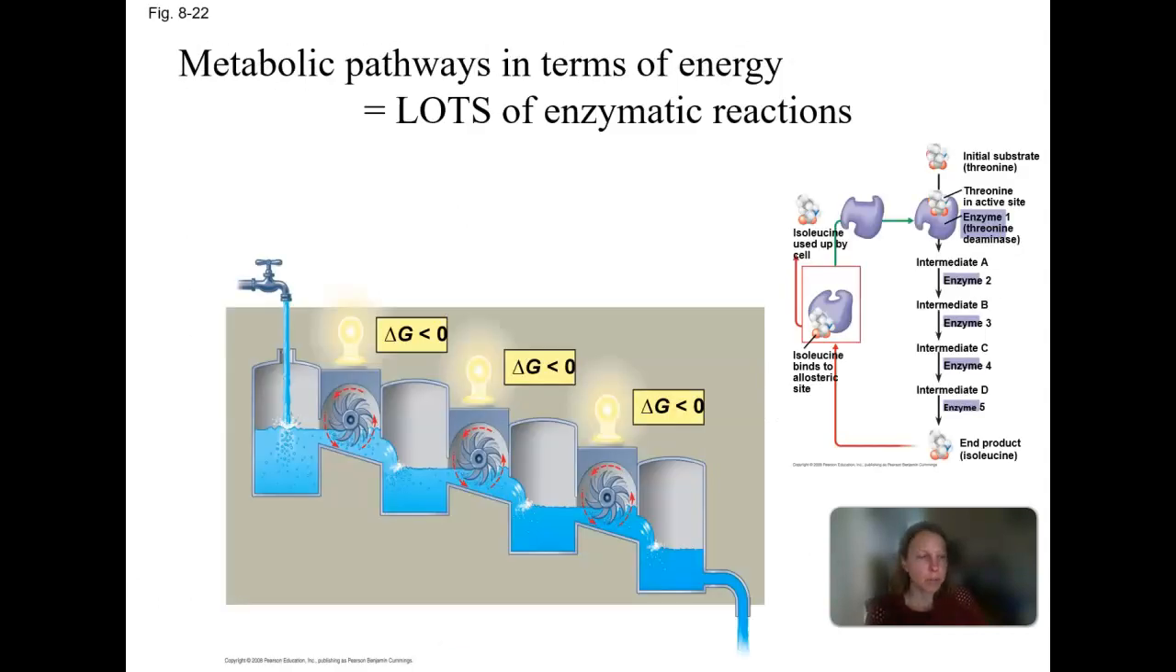So anytime you're dealing with a biological system, you're going to be dealing with a metabolic pathway. And a metabolic pathway has lots and lots of these enzymatic reactions. So if you think of each of these water wheels as being one of the enzymatic reactions, like we talked about in this complicated metabolic pathway over here, that means that there's lots and lots of these little graphs, lots and lots of these for every metabolic pathway. And that's what regulates the speed and the ability of these reactions to move forward.